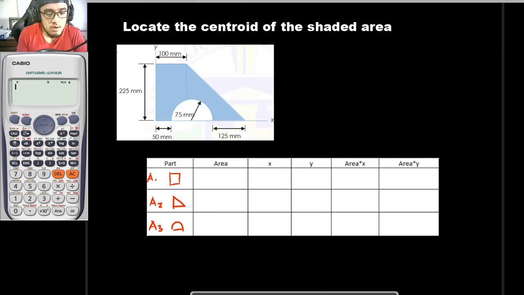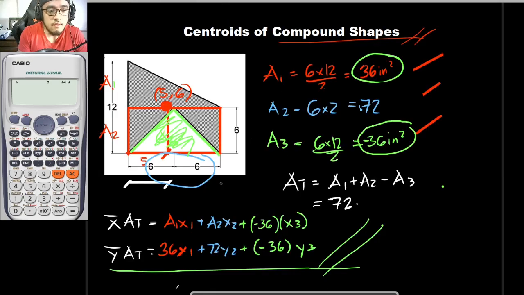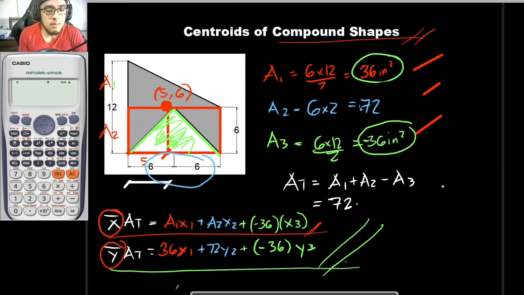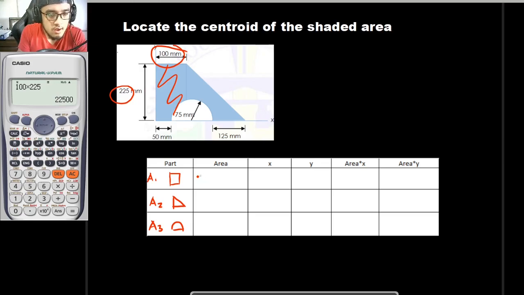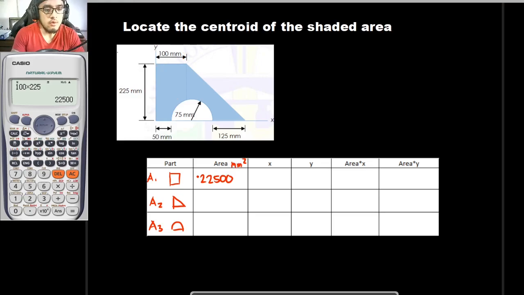Okay, so if you can remember a while back, we have solved for our bar x and bar y using this moment formula right here, wherein we have solved for the moment of these areas right here. Okay, so for the area of the first part, this rectangle right here, that is to be 100 by 225 mm. So solving for that, 100 times 225, that is to be 22,500. So 22,500. All of these are in millimeters squared.